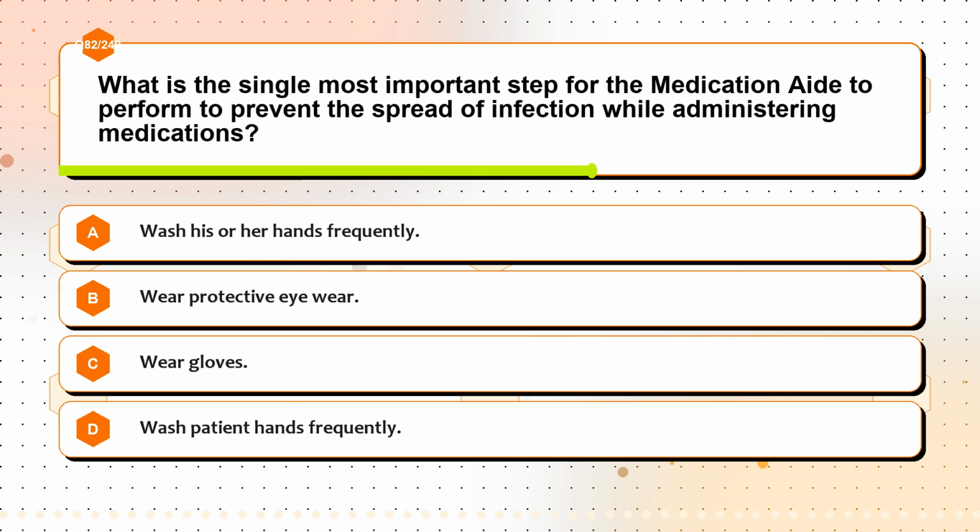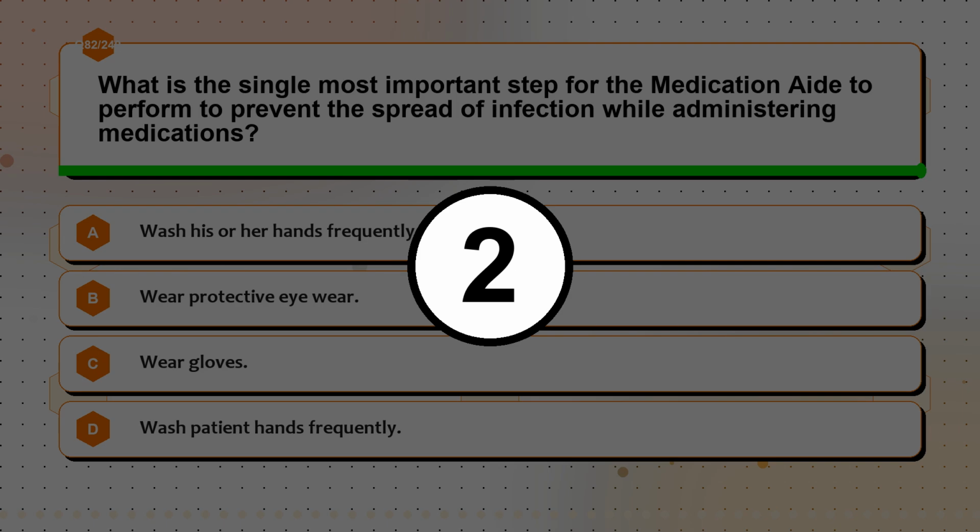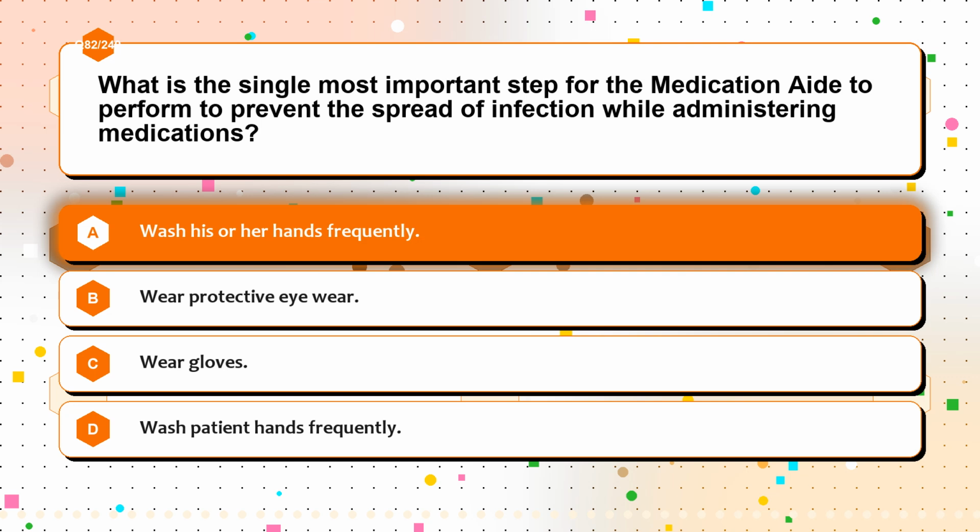Option B, wear protective eyewear. Option C, wear gloves. Option D, wash patient hands frequently. The correct answer is option A, wash his or her hands frequently.